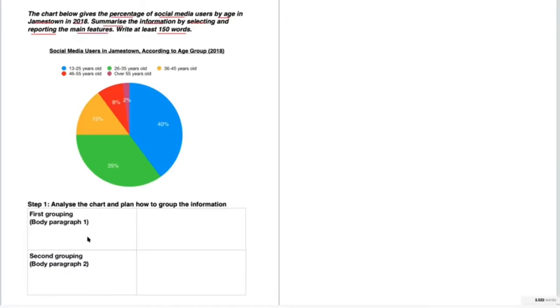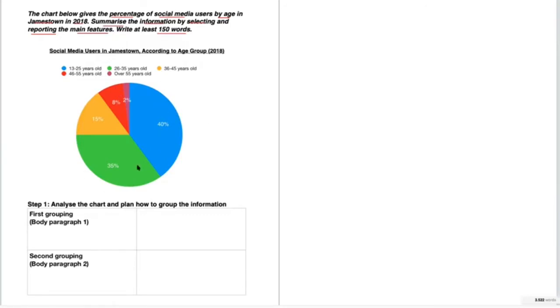So if you look here, we have our step 1 already laid out for us. We have to analyze the chart and plan how to group this information. And this is probably the biggest question that you might have when it comes to pie charts. It may not be as obvious as bar charts or line graphs as to how to group the information.